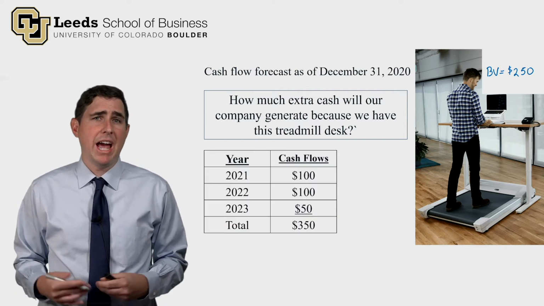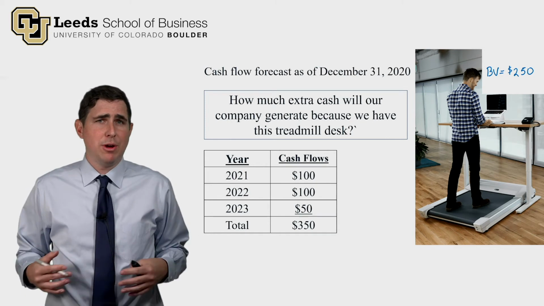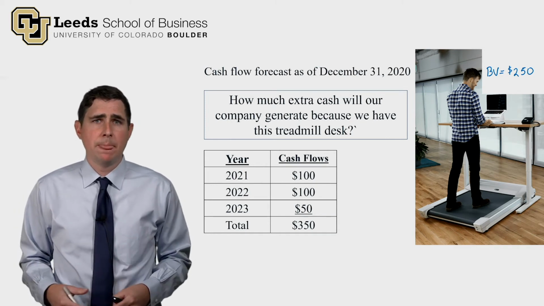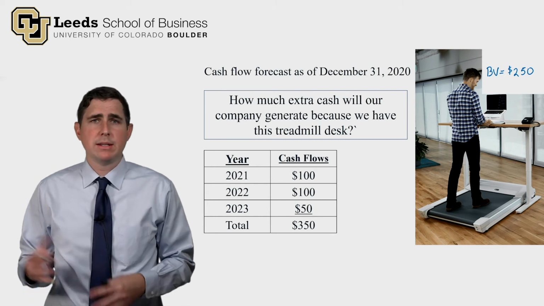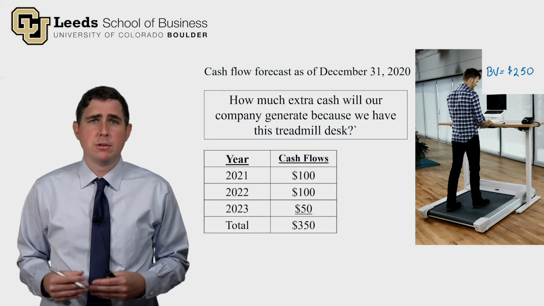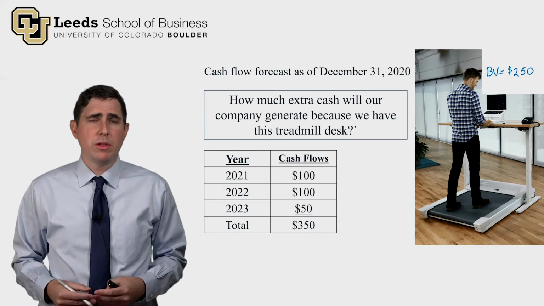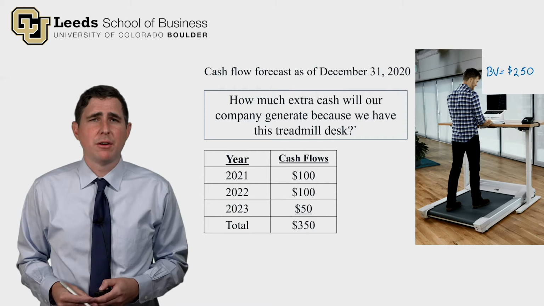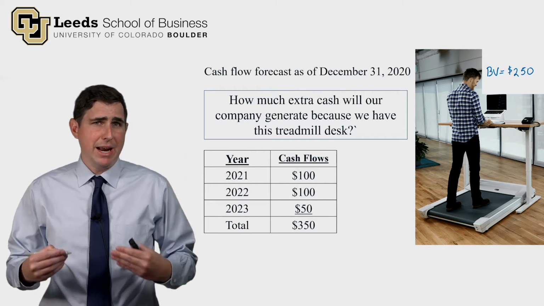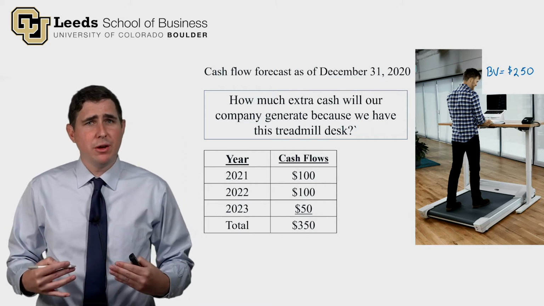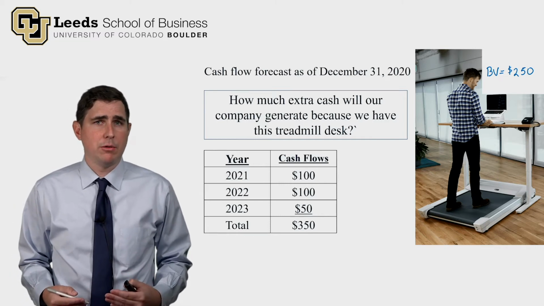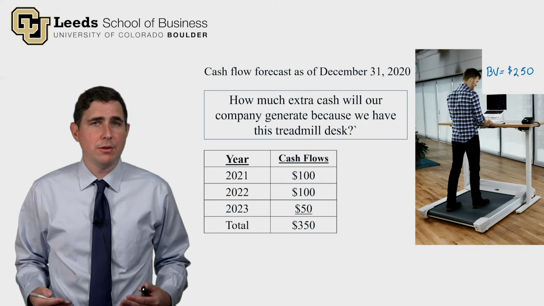Accountants will prepare a cash flow forecast. This treadmill desk, we're so happy we have it. It's going to produce $100 next year, $100 the year after. We're going to sell it for scrap metal of $50 in the third year. So the total cash flows we're expecting to have for this treadmill desk is $350. But a finance person will say, well, that's the cash inflows, but what is the value? Because $50 3 years from now surely isn't worth the same as $50 today.